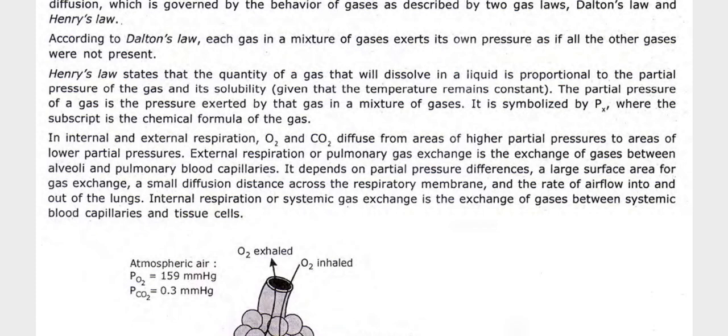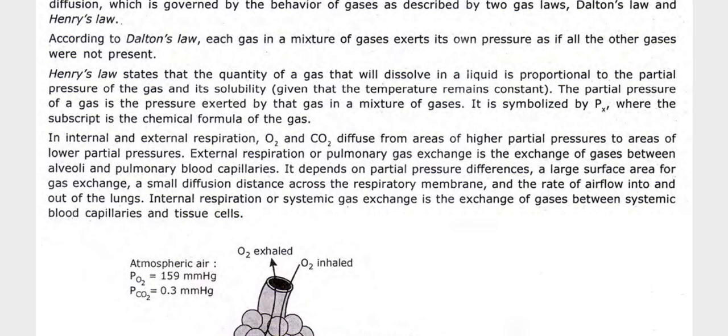The partial pressure of a gas is the pressure exerted by that gas in a mixture of gases. It is symbolized by Px, where the subscript is the chemical formula of the gas. In internal and external respiration, O2 and CO2 diffuse from areas of higher partial pressure to areas of lower partial pressure.